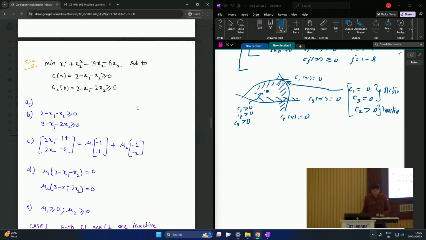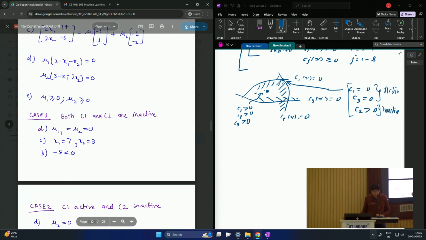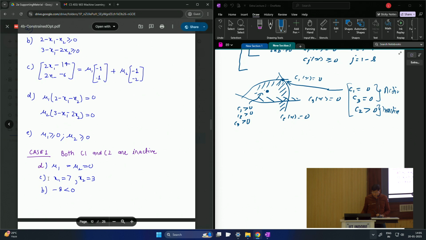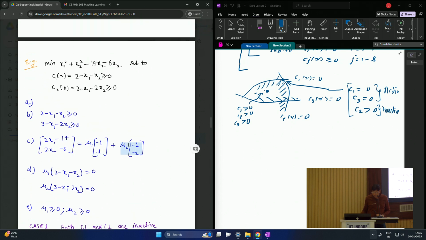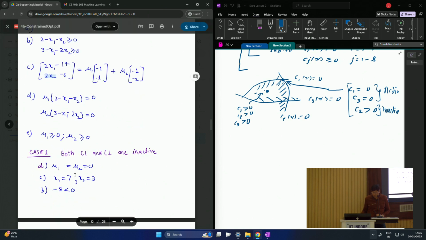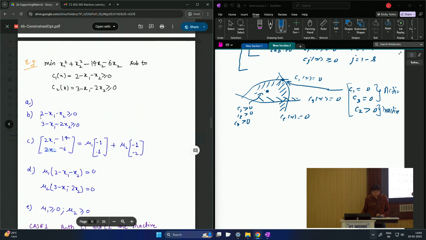So we go one by one. So mu1 and mu2 both become 0 from D. We substitute in C. Now you make this equal to 0, make this equal to 0. You'll get x1 is 7 and x2 as, this is 2 by the way, x2 is 3. Correct? So you get 7 and 3 now, but you have to check whether the point is feasible or not.